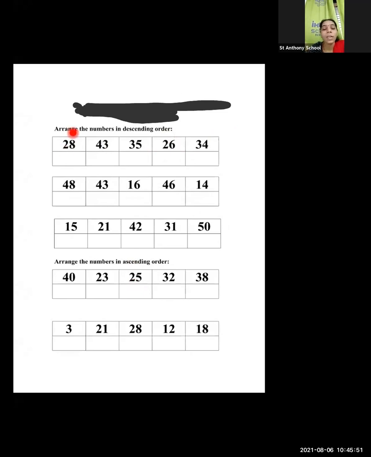First we have to find out which number is the biggest number. For solving descending order, we have to find the biggest number. Here we can see 28 is 2 tens, 8 ones; 43 is 4 tens, 3 ones; 35 is 3 tens, 5 ones; 26 is 2 tens, 6 ones; 34 is 3 tens, 4 ones. So 4 tens is the biggest, which means 43 is the biggest number. So we write 43 over here.